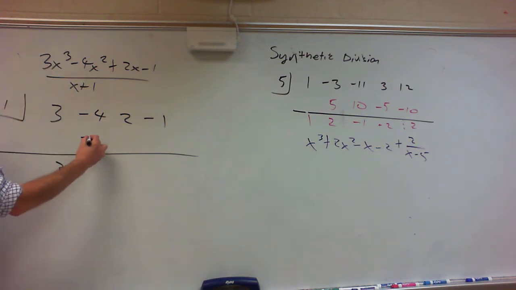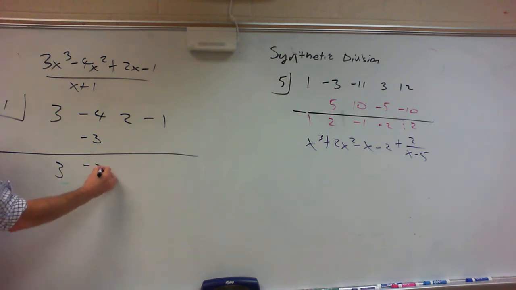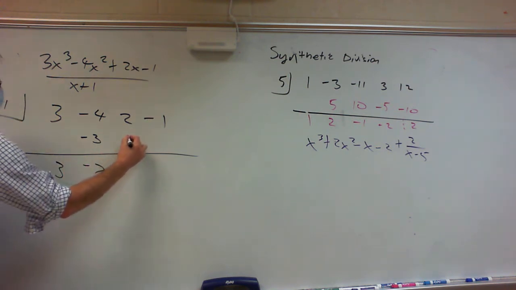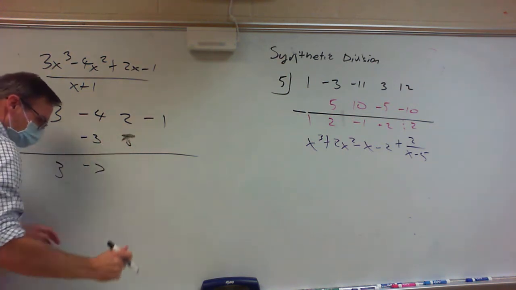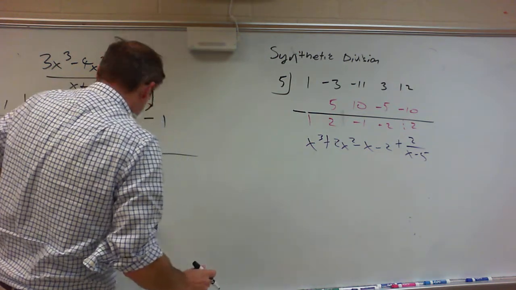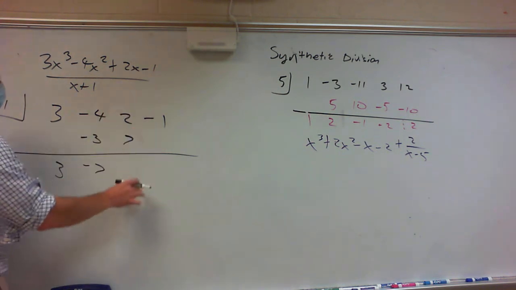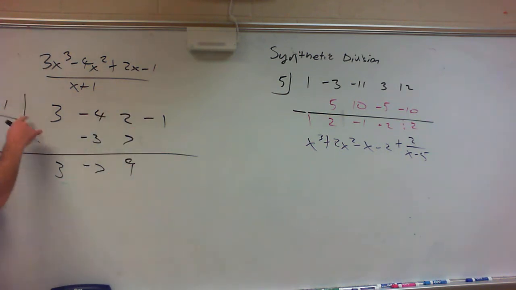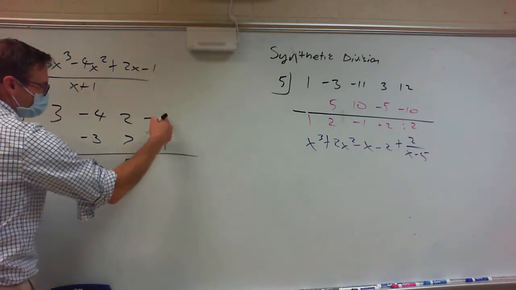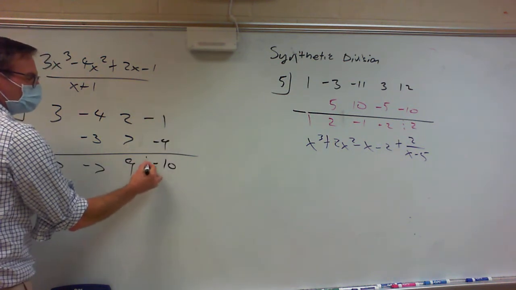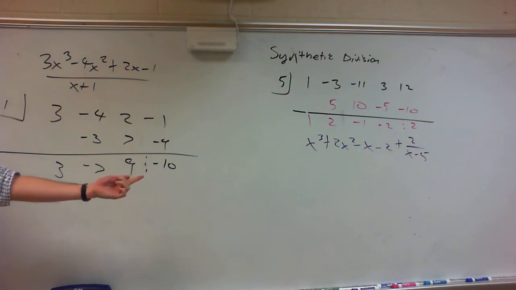This times this gives me a negative 3. Add to get a negative 7. This times this gives me a 7. Just kidding, an 8. Making sure y'all are paying attention. Good job. Add together to get a 9. This times this gives you negative 9. You add together to get a negative 10. That's our remainder.